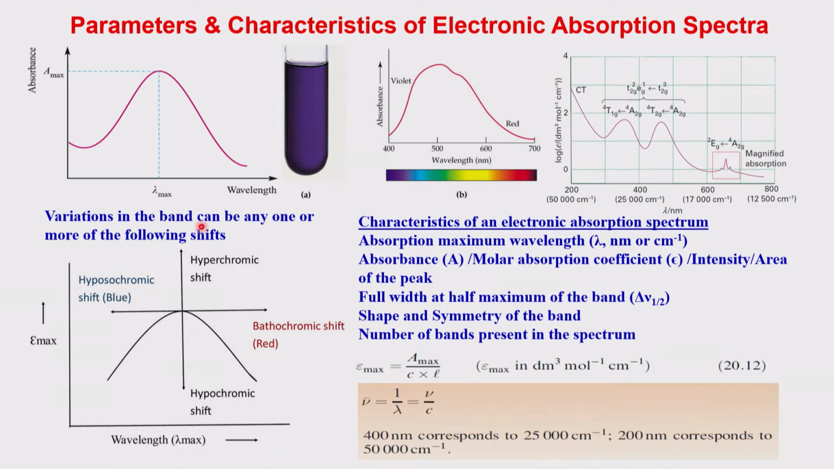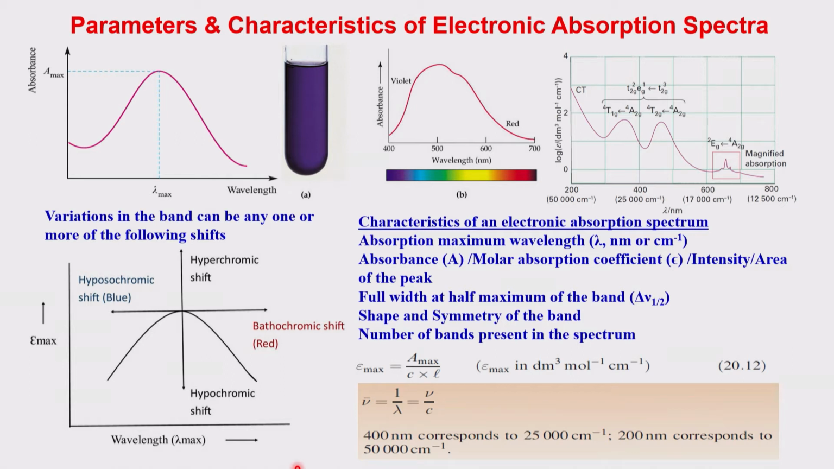Here the hypsochromic shift, bathochromic shift, hyperchromic shift, and hypochromic shift. So hypsochromic and bathochromic talk to you about the energy or the wavelength, and the hyper and hypo talk to you about the intensity. That is the terminology which is used. But otherwise you can always say the band is shifted to higher wavelength, band is shifted to lower wavelength. There is no problem at all.